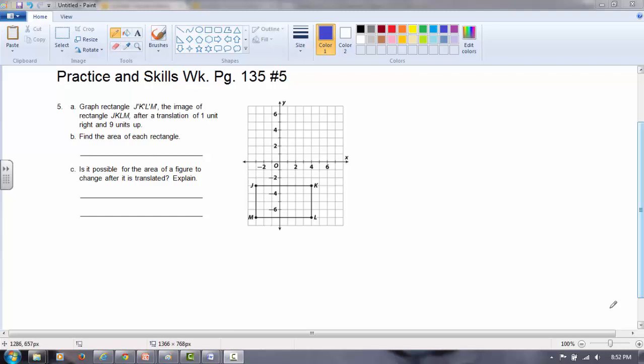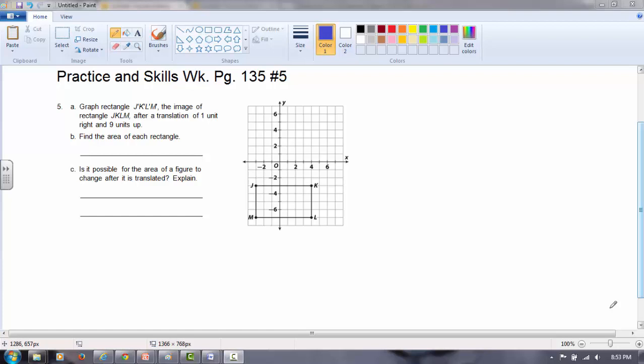This problem is from the Practice and Skills Workbook, page 135, problem number 5. Graph the rectangle J prime, K prime, L prime, and M prime, the image of rectangle JKLM, after a translation of 1 unit to the right and then 9 units up. Then they want you to find the area of each rectangle.